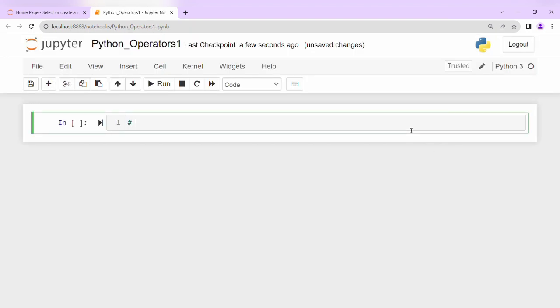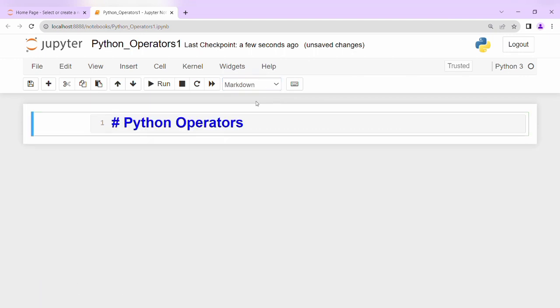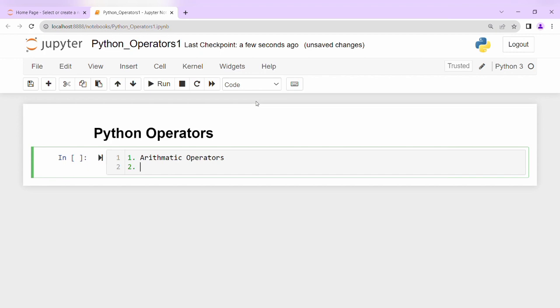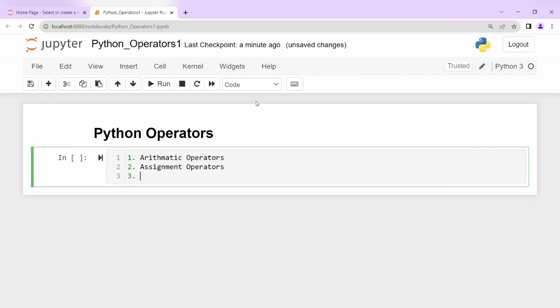Write the heading Python operators and select Markdown. There are three different types of operators. First one is arithmetic, second one is assignment, third one is logical.